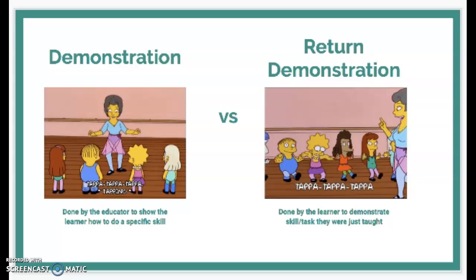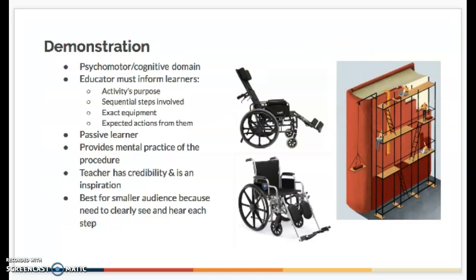Before doing a demonstration, an educator should inform students about the activity's purpose, the sequential steps involved, exact equipment that will be used, and the expected actions from them. Letting students know why each step needs to be done a specific way will also mitigate bad habits that could be formed.